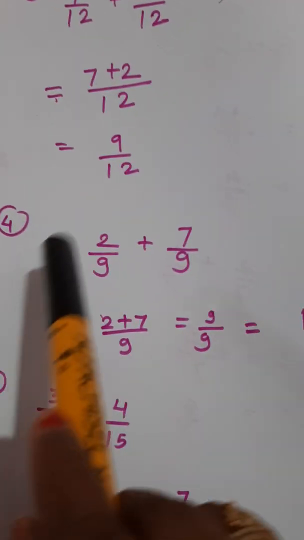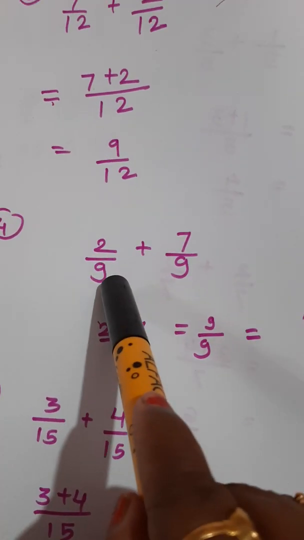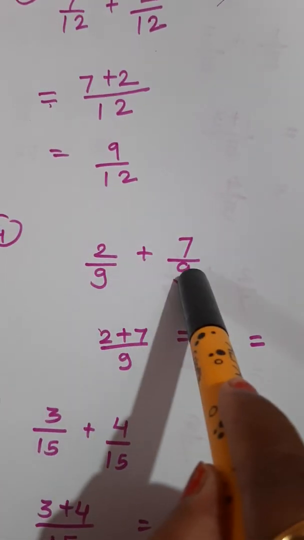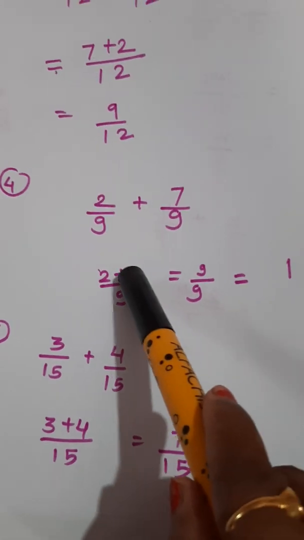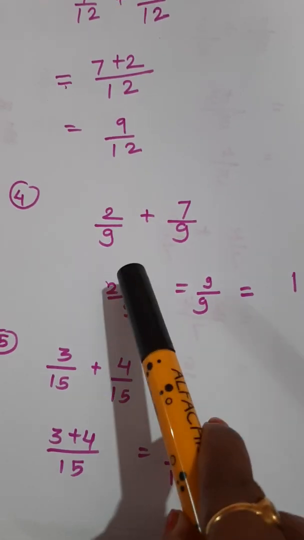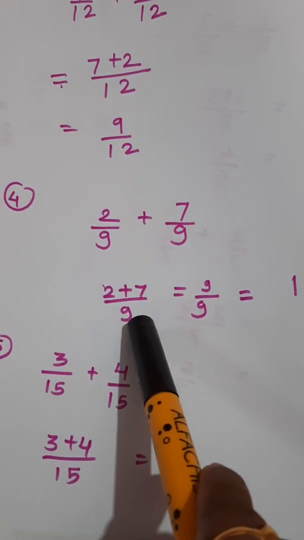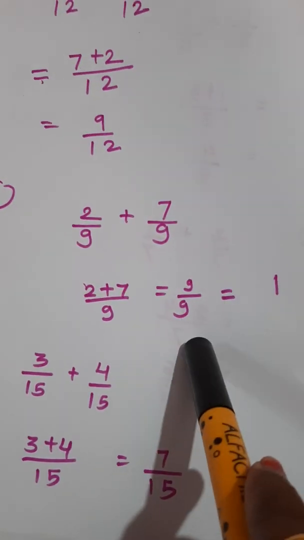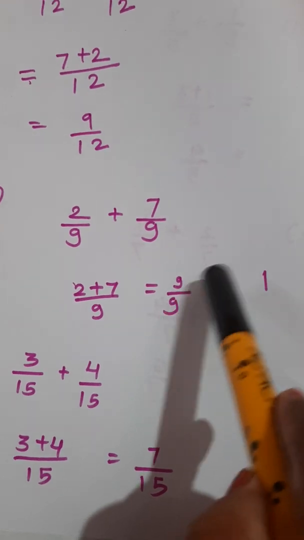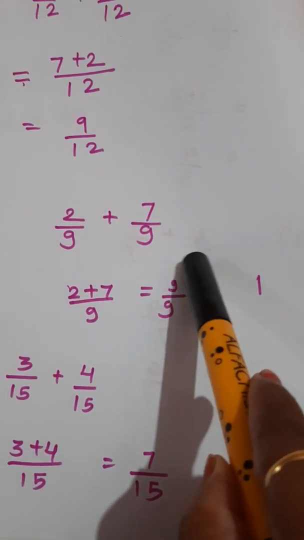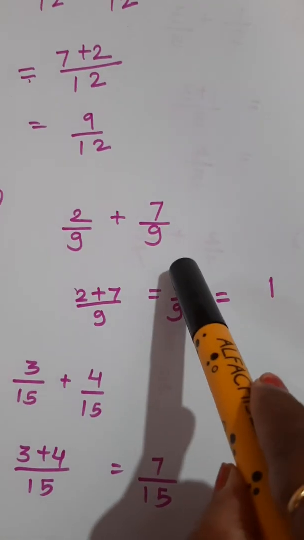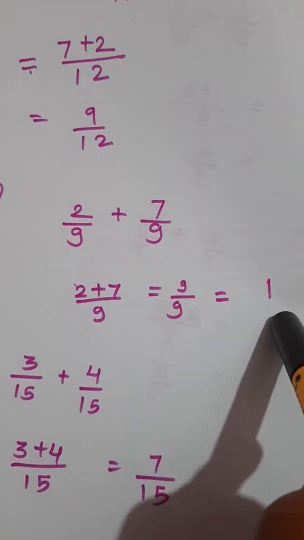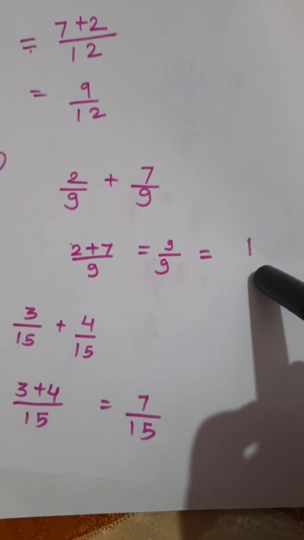Then fourth one, 2 upon 9 plus 7 upon 9. Their denominators are equal. So as usual, give them the common denominator. Write 2 plus 7 upon 9. 2 plus 7, 9. 9 upon 9. 9 upon 9 means 1 only. 9 ones are 9. When numerator and denominator are equal, value of that fraction is 1. 1 means whole, remember.